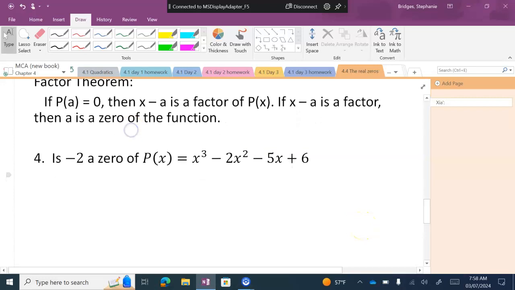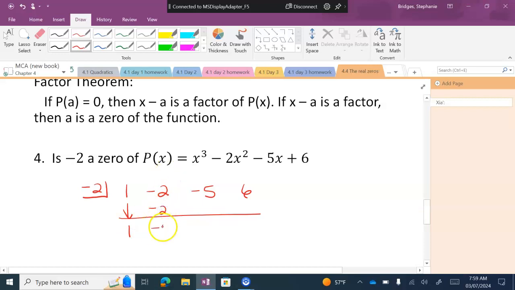That -2, and we're going to put that in our box for our synthetic division. Now, you could also plug this in too if you prefer plugging things in, but I just prefer synthetic division because it's easier and faster. Then it is going to be a 1x to the third minus 2x squared minus 5x plus 6. So we're going to go through with our synthetic division, bring the first term down. We multiply, we add, we multiply, we add, we multiply, we add.